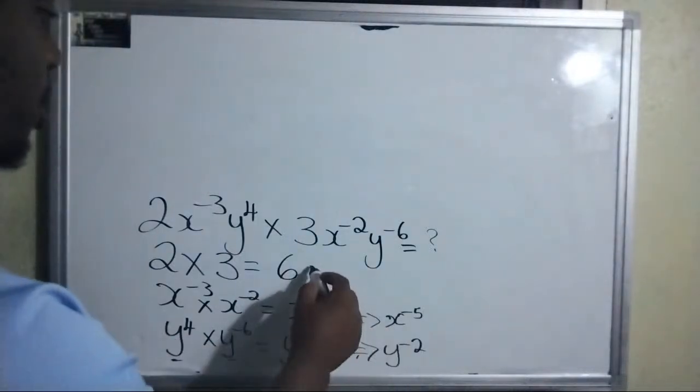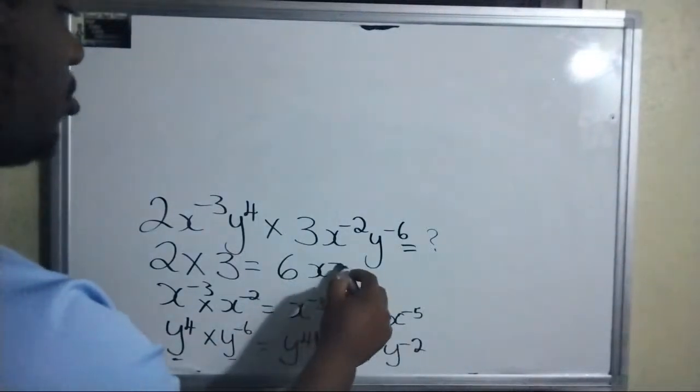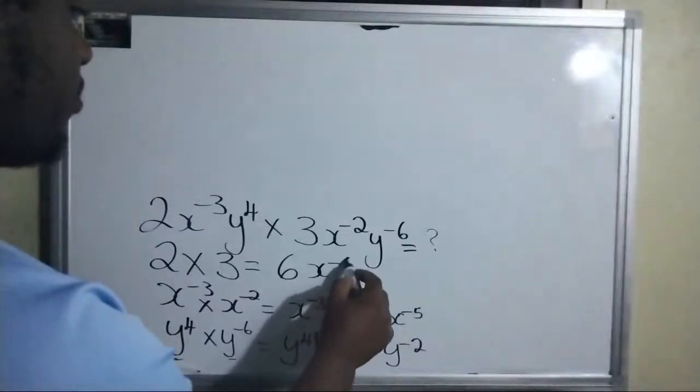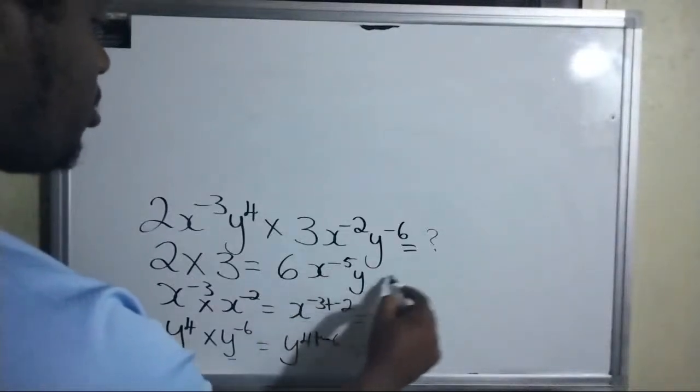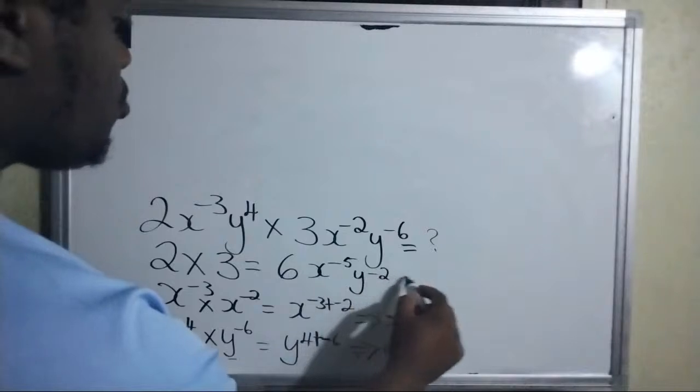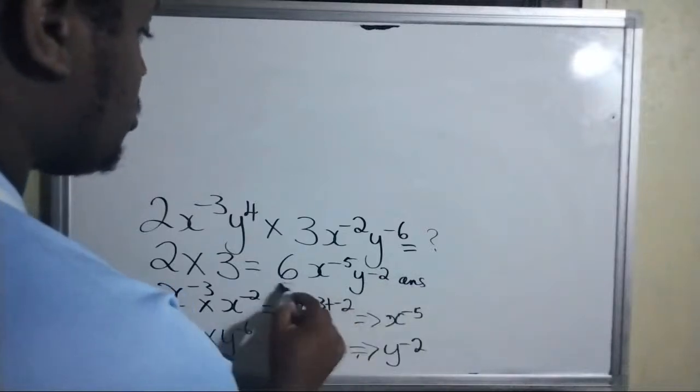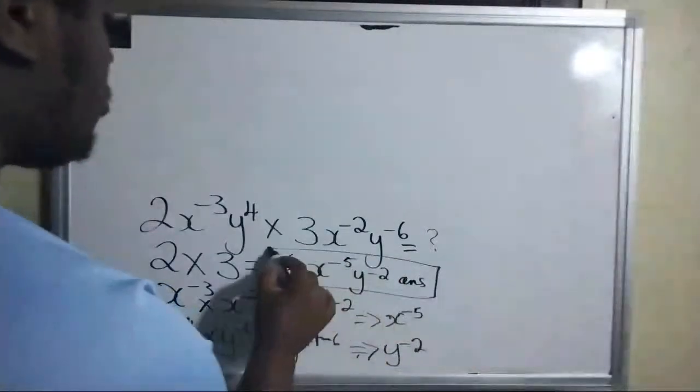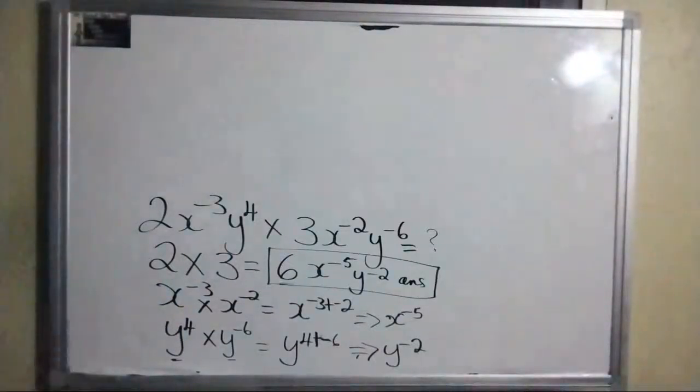So I'm going to put it together. It will be x to the minus 5 and y to the minus 2. And this would be our answer. All right? So I'm stealing a little girl's style. A bad student, but I just separated it and did that.